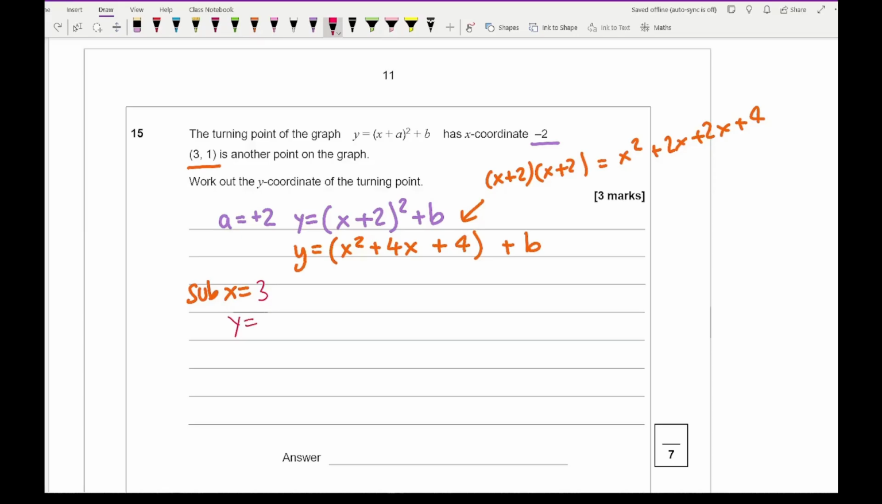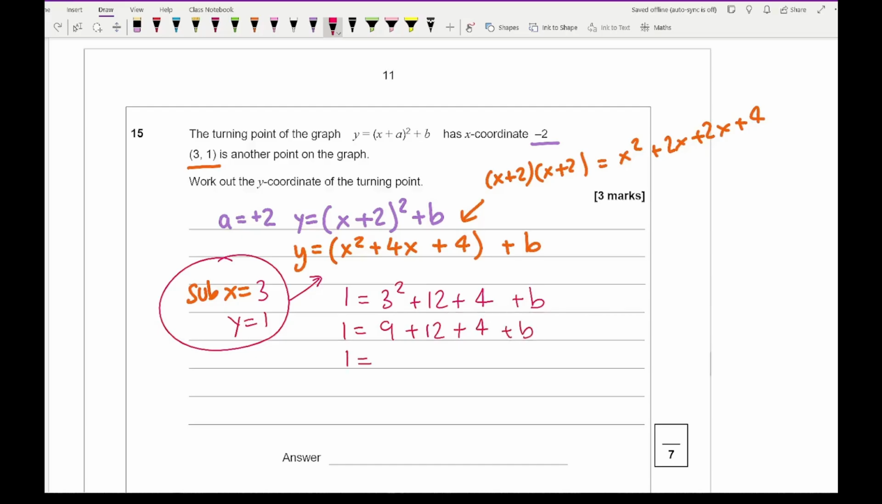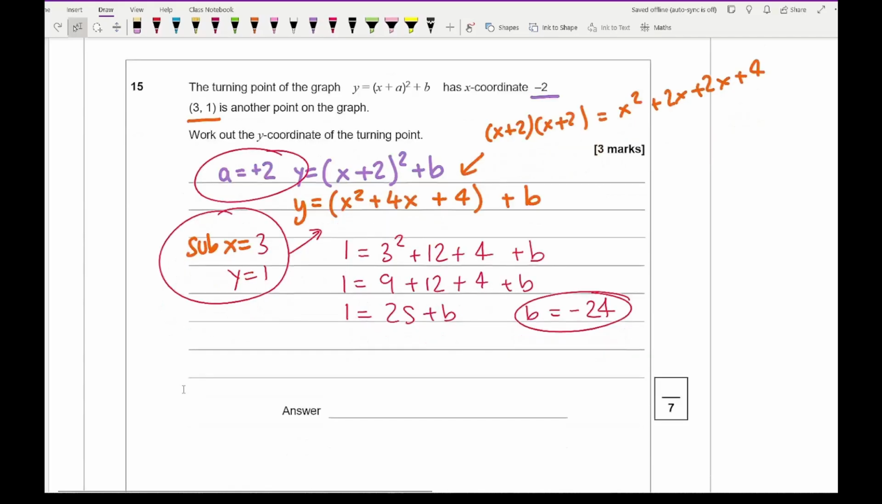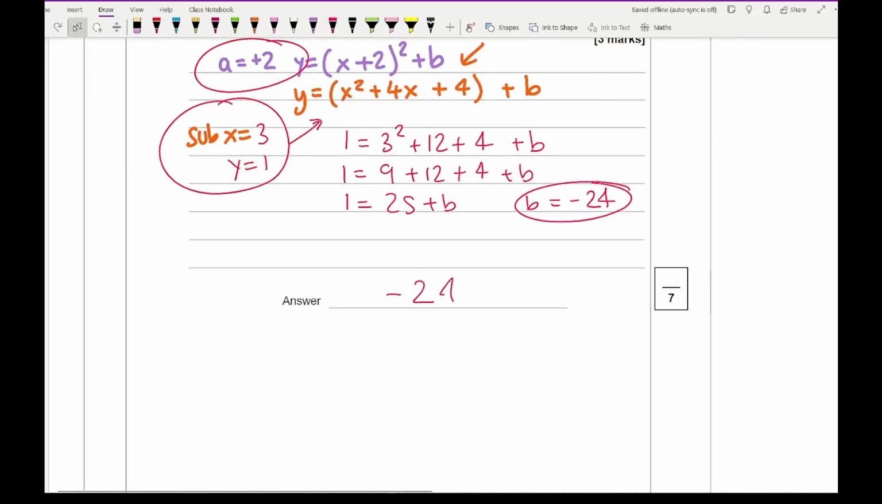and y equals 1 into this, I end up with 1 equals 3 squared plus 12 plus 4 plus b. Then simplifying that, I get 1 equals 9 plus 12 plus 4 plus b. Collecting all of this, I get 1 equals, and then 9 plus 12 is 21, plus 4 is 25, plus b. So b equals minus 24. And there are my two values. So the y ordinate is minus 24.